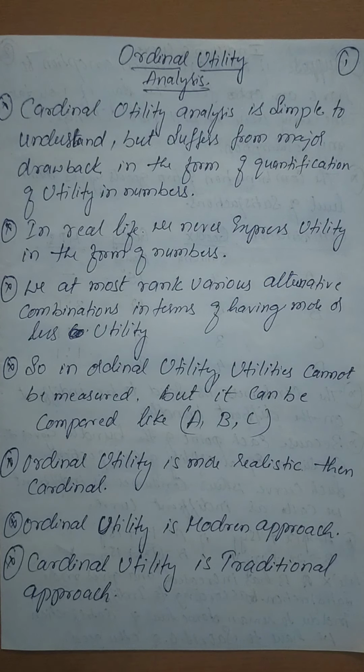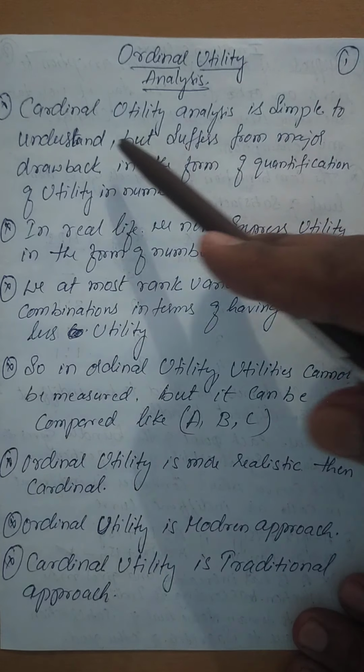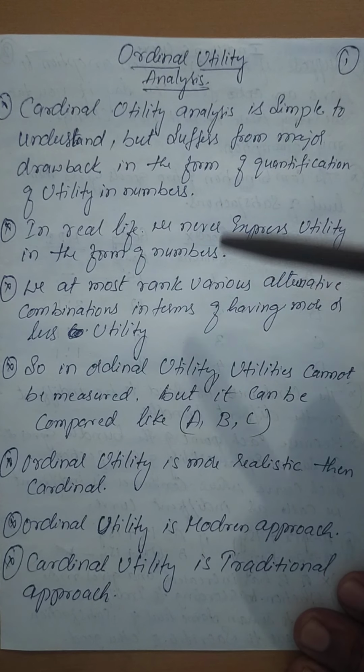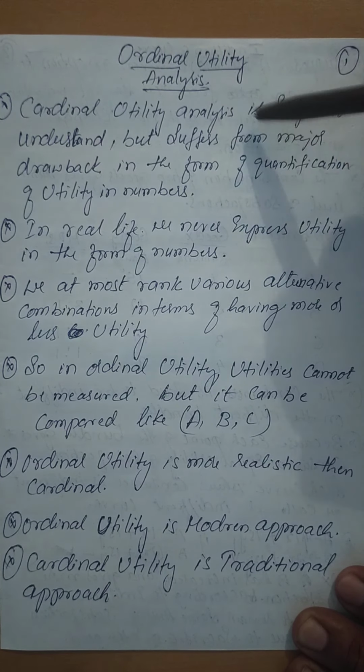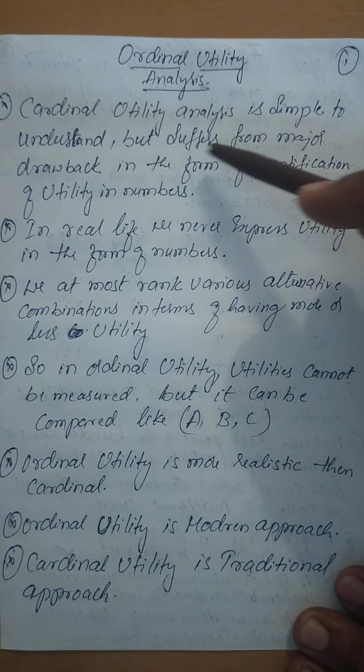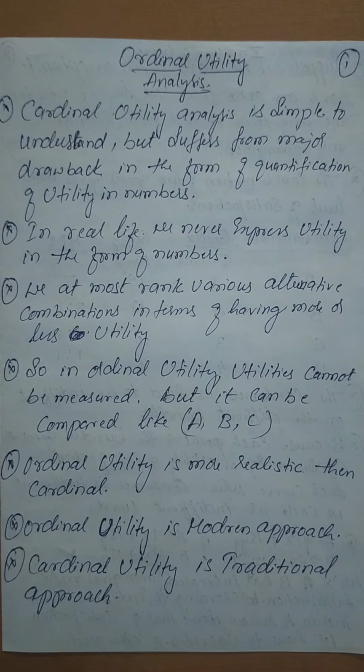To overcome this problem in the cardinal utility approach, the ordinal utility approach was born. So what does the ordinal utility say? Let us discuss. First, cardinal utility analysis is simple to understand: 1 unit, 2 units, 3 units, 4 units, 10 units of satisfaction, 12 units, like this. It is easy to understand, but it suffers from major drawbacks in quantifying utilities in numbers. How can you quantify a person's perception towards one unit? You cannot quantify. It is very difficult.